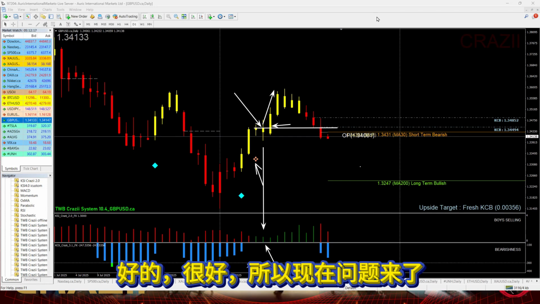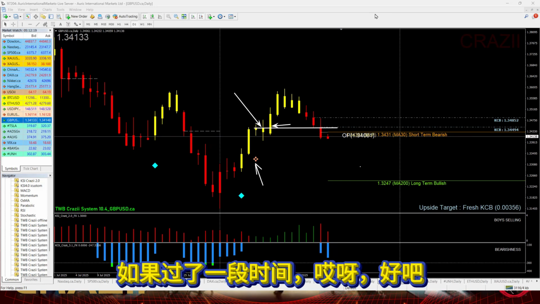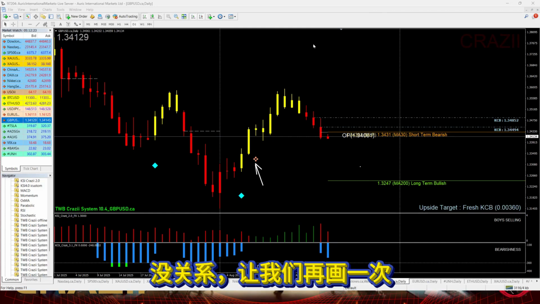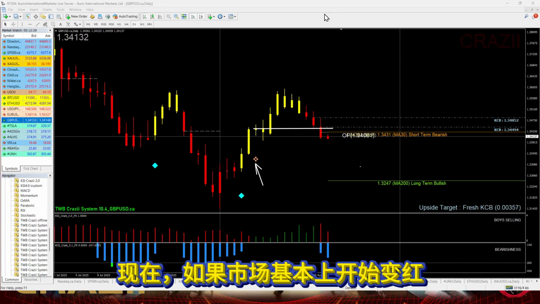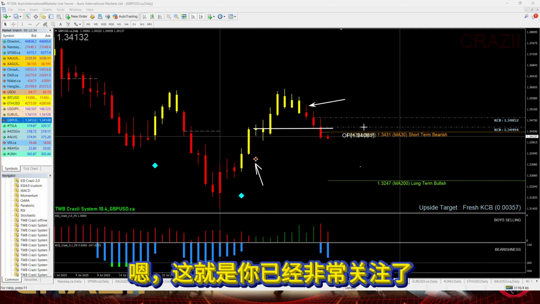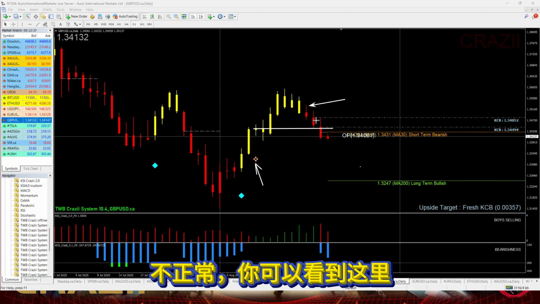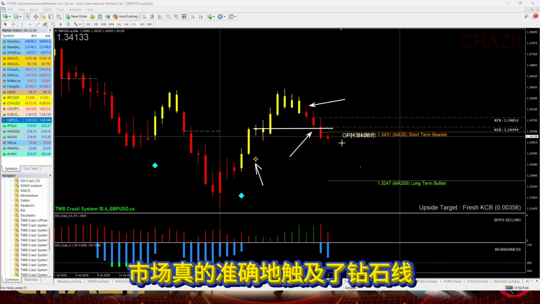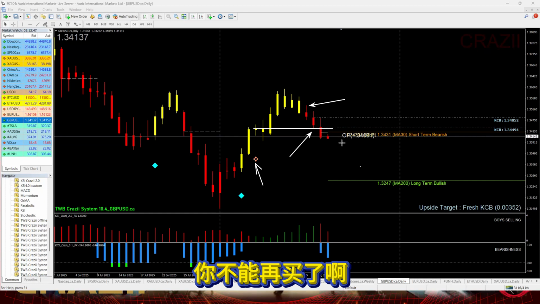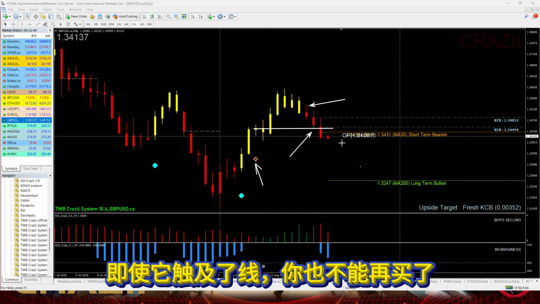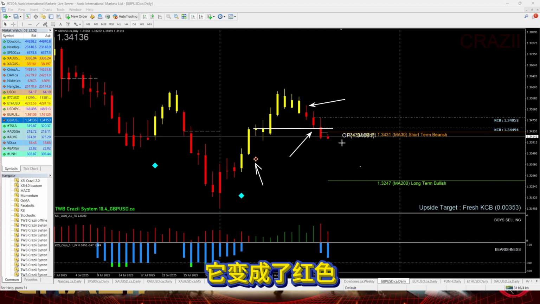So now the thing comes in. What if after a while later, okay, never mind. Let's draw again. Now, what if the market basically starts to turn red? That is where you get very concerned already, right? Because that means that something is not correct. And you can see over here the market really touched the diamond line exactly and rebounded there. But this time now, it's a red candle. You cannot buy anymore, even though it touches the line. You cannot buy because it's already turning. It has turned red color.